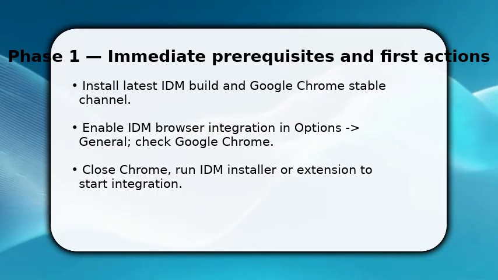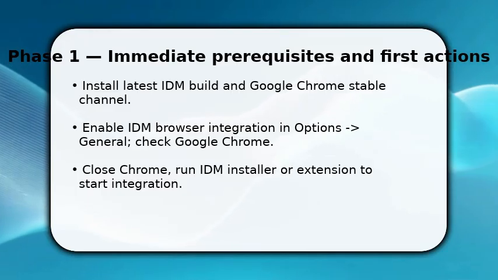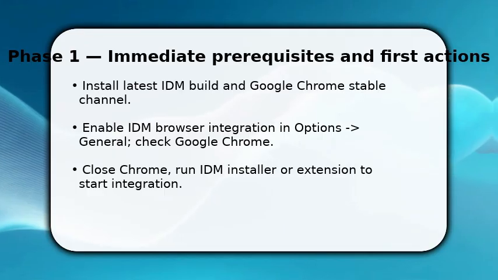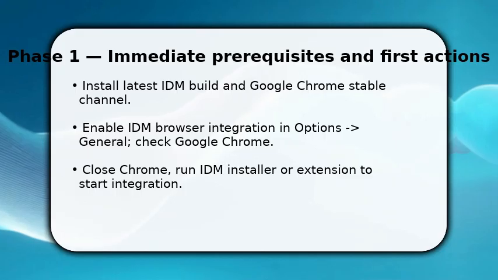You start by confirming prerequisites: the latest IDM and Chrome. Open IDM, go to Options and General, and enable browser integration for Google Chrome. Once done, close Chrome completely so installers can register the extension.